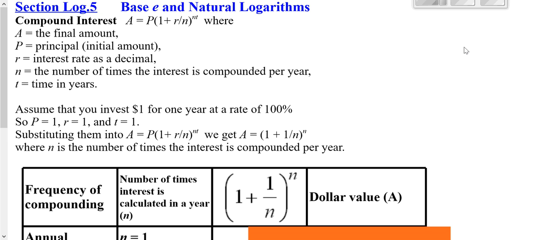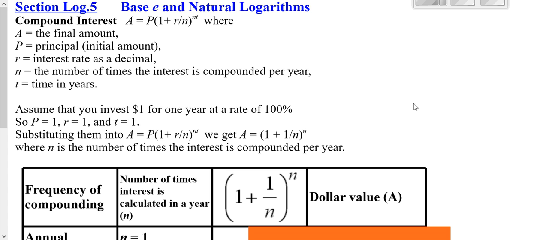We're going to take a look at natural logarithms today, but first we're going to start off by looking at a special number called e. Yes, there's a number called e. Now, you've seen the equation where if you put some money in and you earn some interest on it and it's compounded so many times a year, how much you're going to get out.